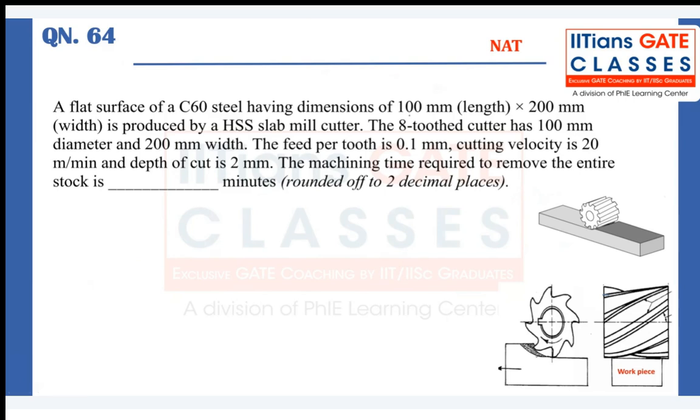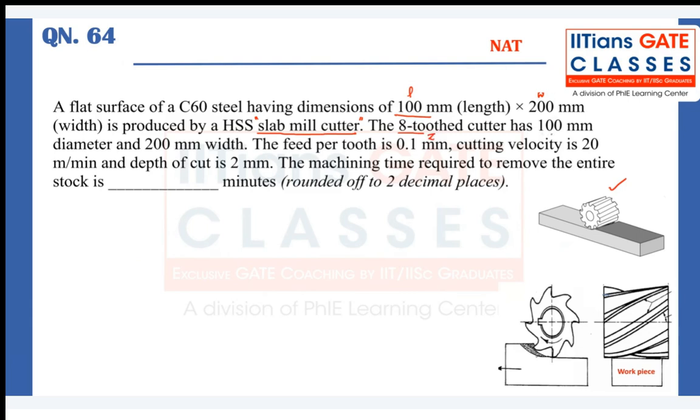Here, the length of the workpiece is given as small l. The width of the workpiece is given as w. Next, it is produced by a slab mill cutter. I am showing the slab mill cutter here, like this. It is a front view. This is the slab mill cutter and this is the workpiece. The cutter has 8 teeth. We call the 8 teeth Z in our data.